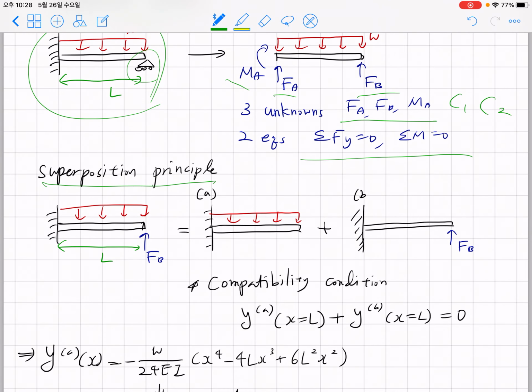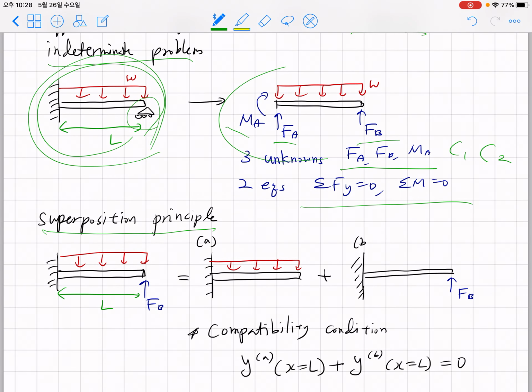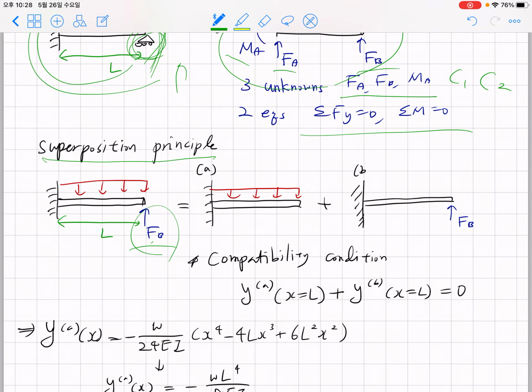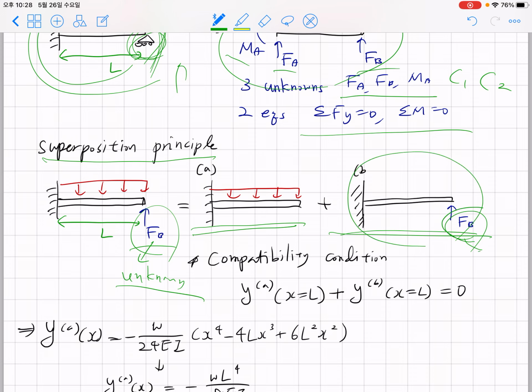If I convert this problem, instead of this decomposition, we can simply replace this redundant support with a force reaction FB. Okay, so we have only one unknown. This is unknown. Now let's split this problem into two problems, first problem and second problem. For the first problem, we already know the solution for problem A. For problem B, we know the solution even though we don't know the value of FB. Even though it's still unknown, we can describe the solution for problem B in terms of FB by looking up the table in the appendix.